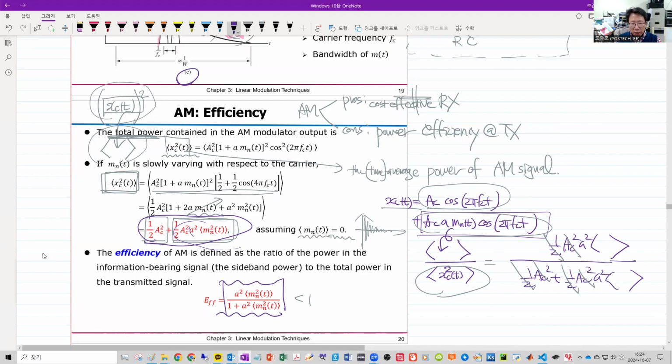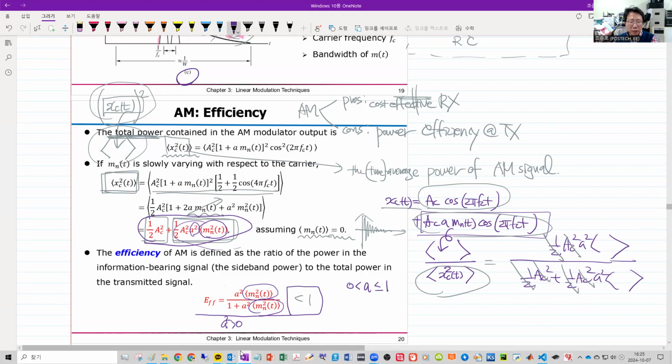And then you can easily show that the ratio is simply what? A squared times the average power of the normalized message signal that appears here, divided by 1 plus that value. And here, what is our assumption? A is greater than 0 and less than or equal to 1. What does that mean? Actually, this is non-negative, that is non-negative, and A squared is non-negative, so we can easily show that this is less than 1.